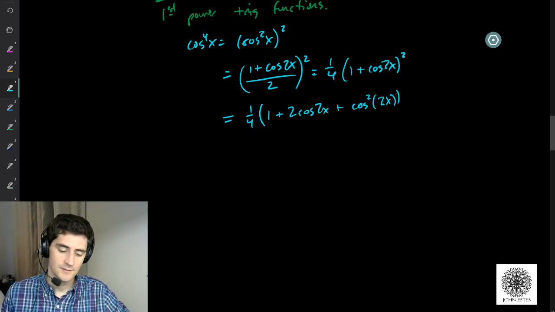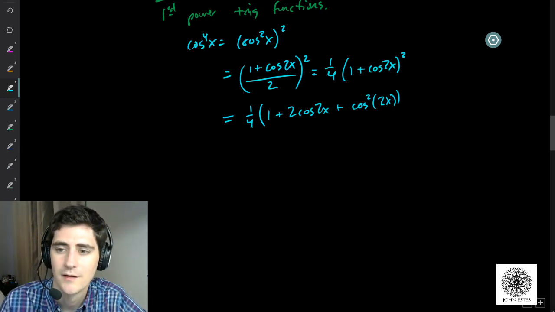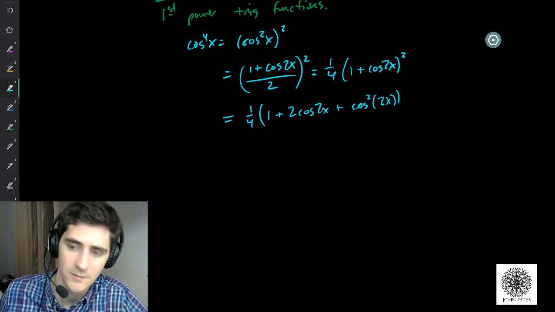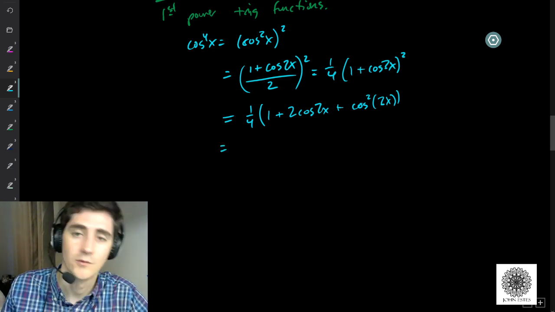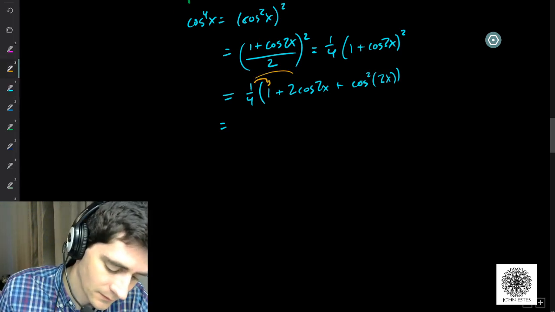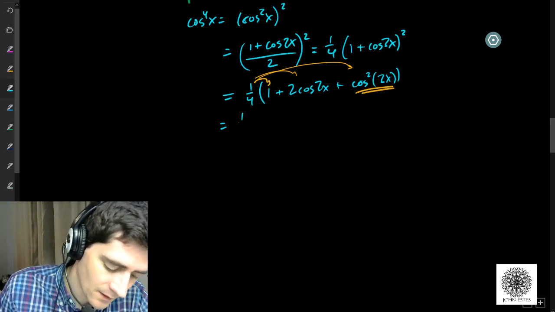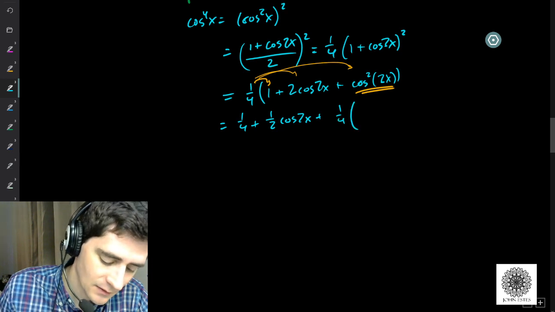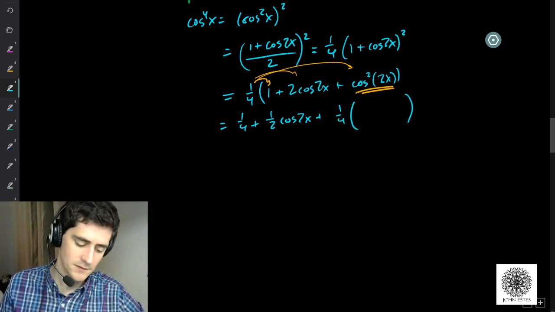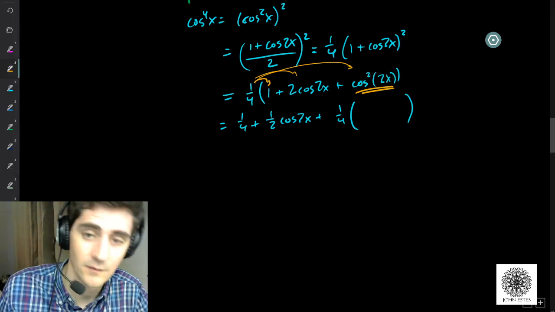Alright, so far so good, but now notice I have a cosine squared 2x, so what can I possibly do there? How about I do the reduction formula again? And what I'm going to do first of all is distribute this 1/4 across, and then I'm going to apply the reduction formula there. So I get 1/4 plus 1/2 cosine 2x plus 1/4 times, well, what's cosine squared of 2x? I'm using my reduction formula, and I'll write it in yellow to make it stand out.